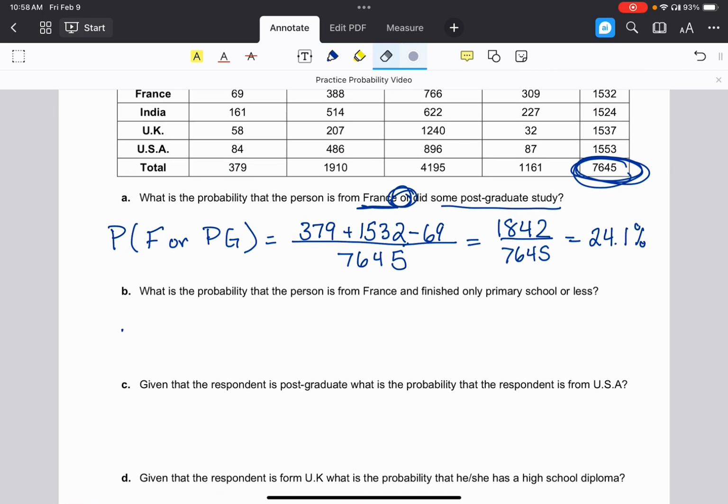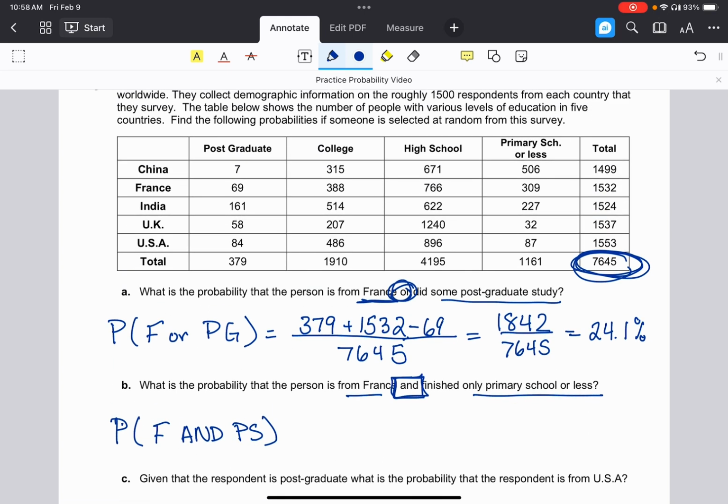All right, next problem. What is the probability that a person is from France and, so this time we're looking for the both, finished only primary school or less. So this is France and primary school. So I have my France row, and my primary school or less, and where do they overlap? That 309 number right there.